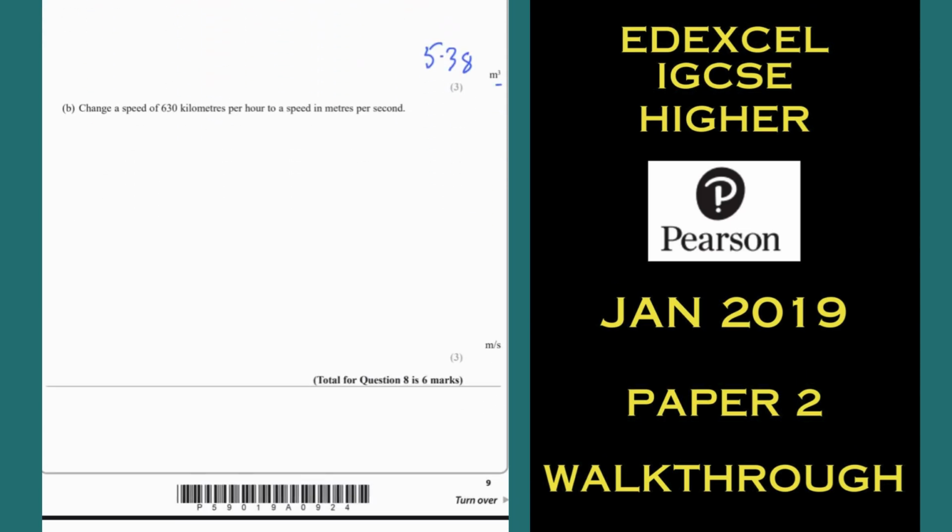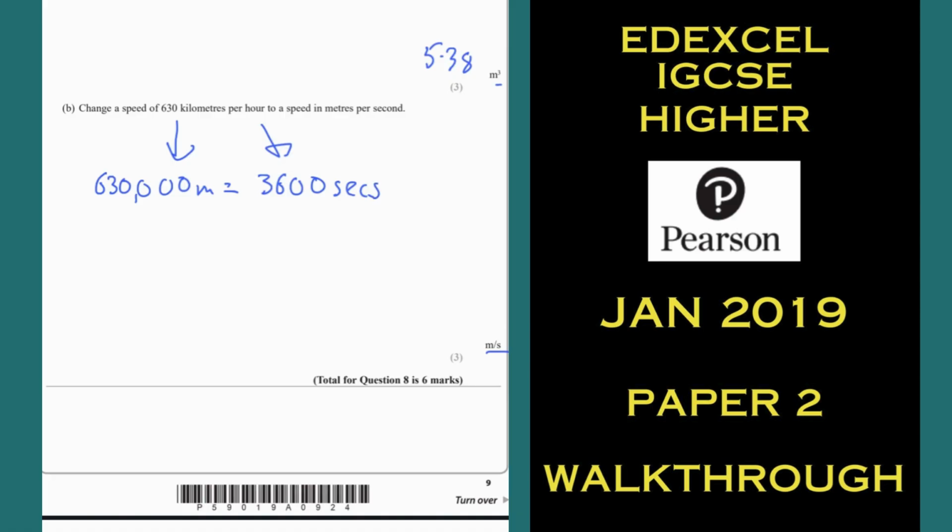So you've got this speed, 630 kilometers per hour. It wants it in meters per second. So let's just rewrite it. Let's change kilometers, times it by 1,000, and there we go. We've got 630,000 meters per hour. But while we're at it, let's change the hour as well. Times it by 60 for minutes, times by 60. And there you go. You're nearly there.